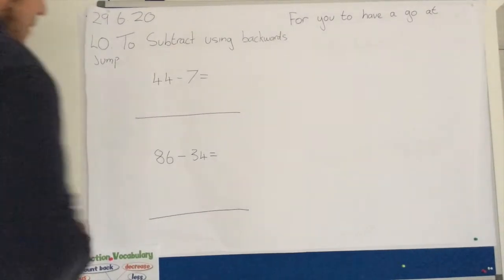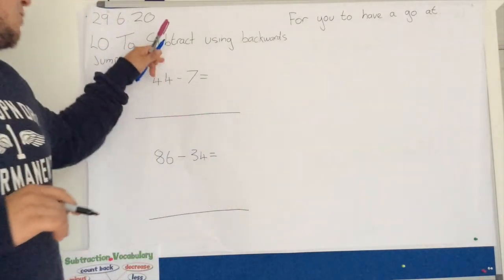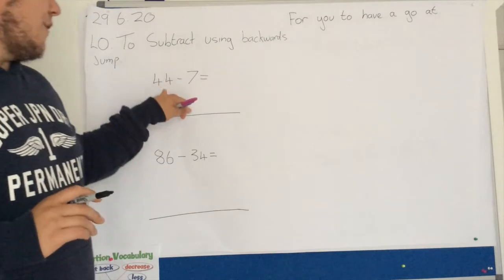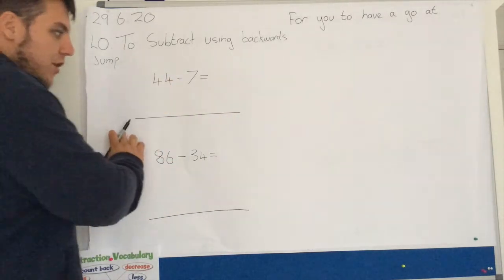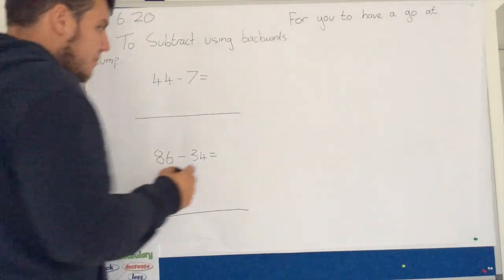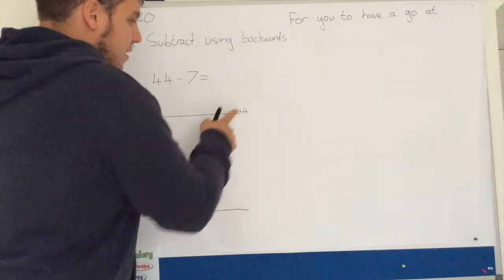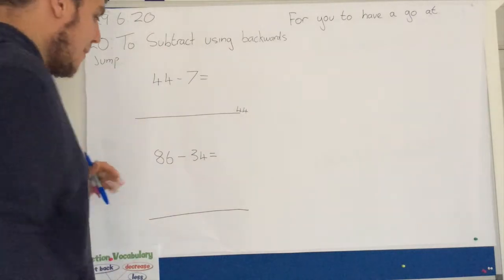Right, so we're up onto the big board now, so we're going to talk through the method we're looking at today. The objective is to subtract using the backwards jump. I've got my first calculation pre-written on here, 44 take away 7. What I've done is I've drawn myself a number line. A number line is really useful in this situation. And I can put 44 at this end because I know that my number line is not going to need to go any bigger because I'm doing a subtraction. I'm going to be going backwards.